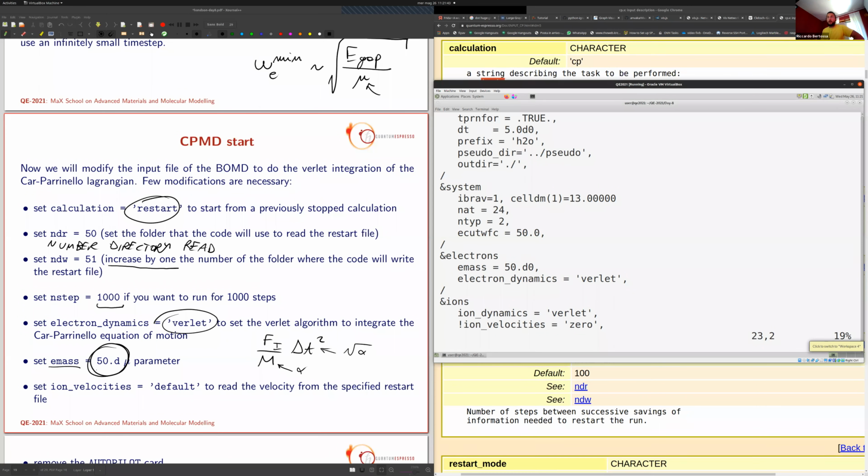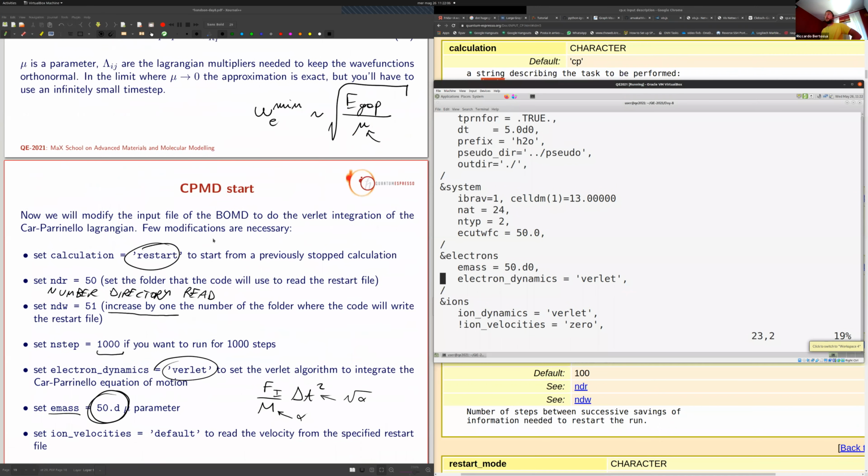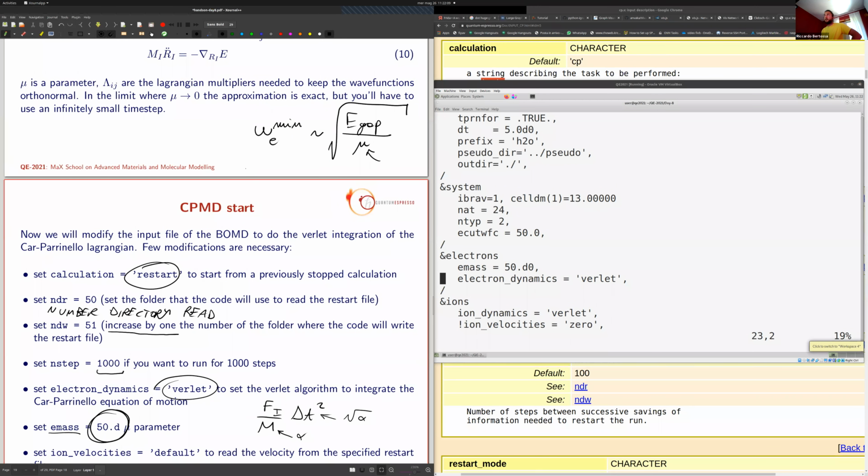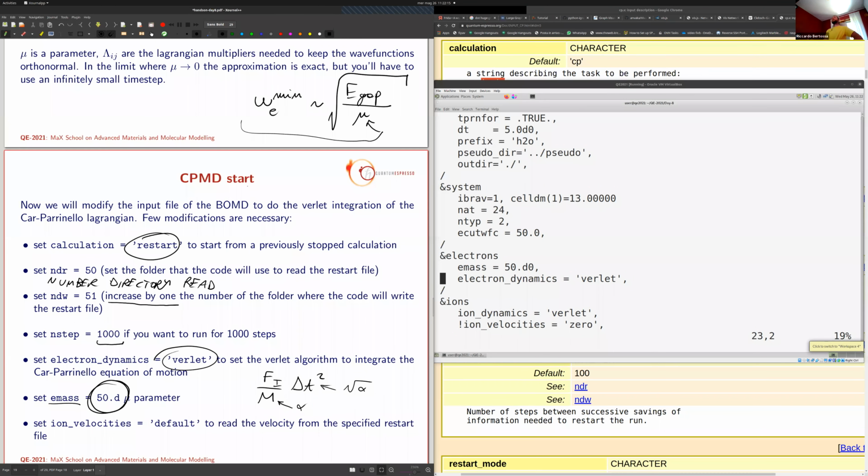Then the last very important thing is to set an emass to a reasonable value. You can start from this and then see if it is possible to increase it. Then we will see how to check that emass is good enough, or decrease it if the simulation does not go well. As I said before, if you choose a too large emass, it can happen that this becomes too low, and the electronic system and the ionic system exchange energy. Electrons heat up, and everything goes bananas, as the code will tell you.